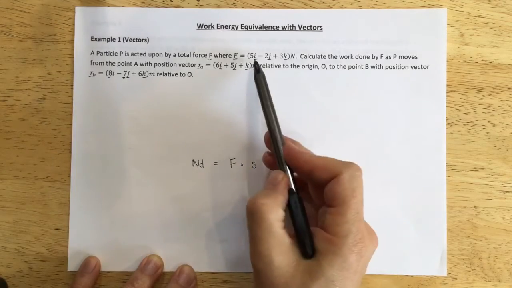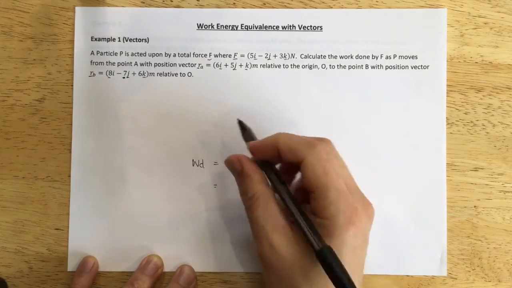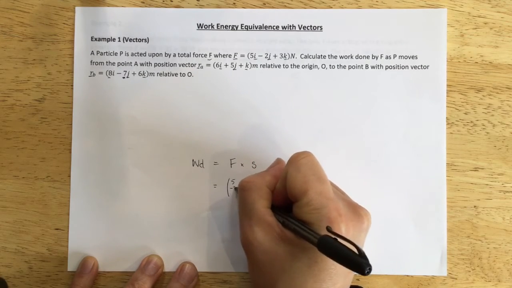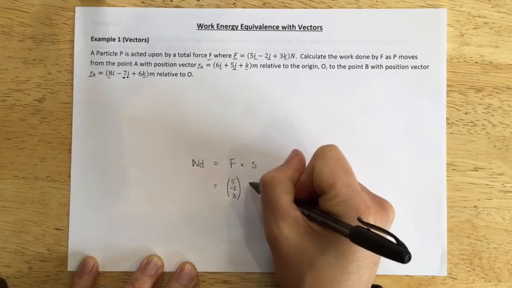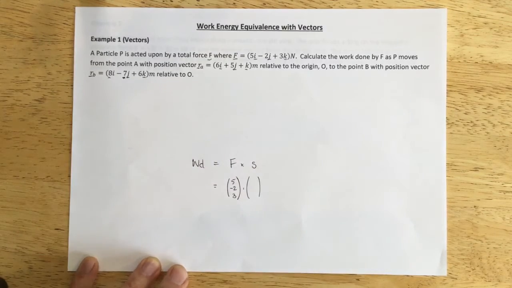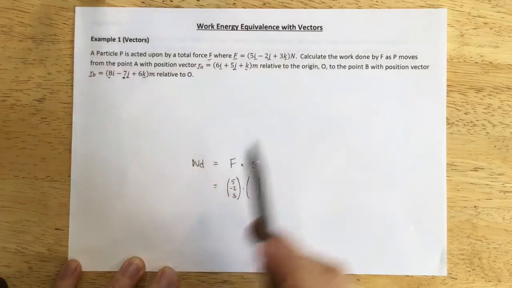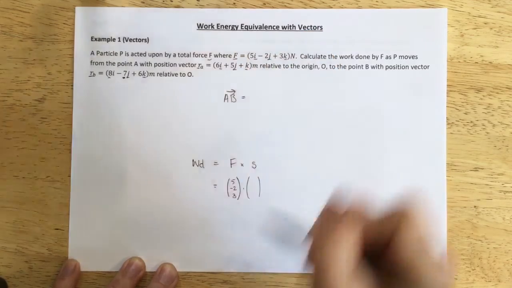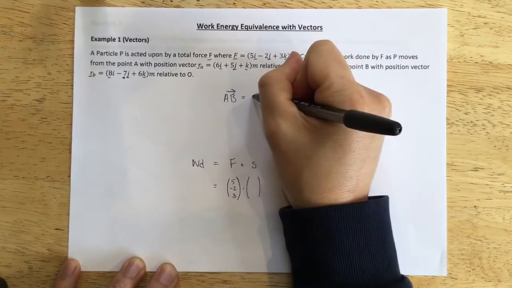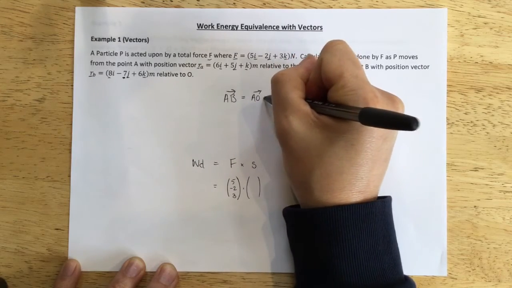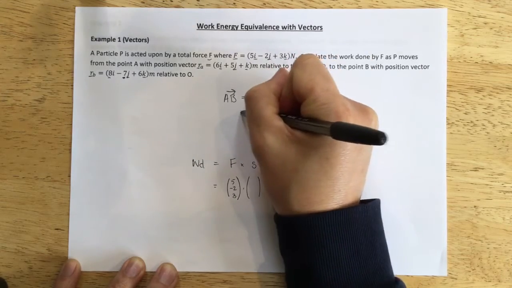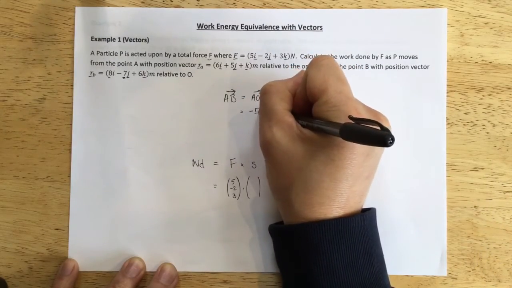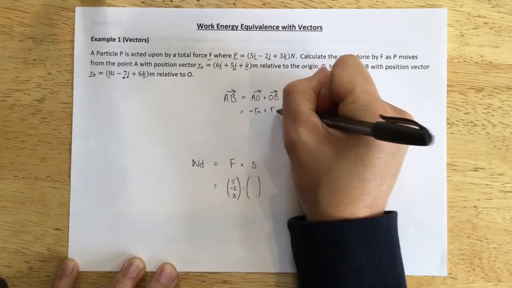So we know what the force is. We've got that. I'm going to write it in column vector form, as 5, minus 2, 3. But we need to work out what this displacement was. And it's going from point A to point B. So we need to find the vector AB. Well, that's going from A to O and then going from O to B. And going from A to O is the reverse of OA. So that's minus the position vector of A, and OB is the position vector of B.